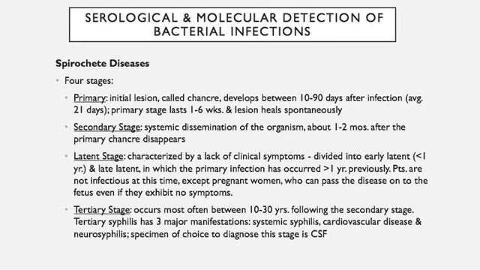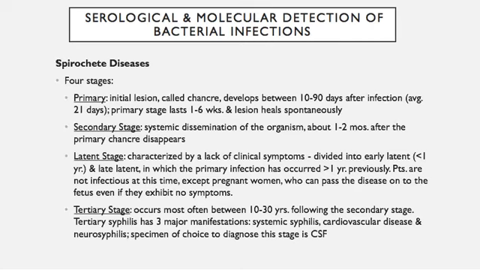Treponema pallidum, if you remember, is the causative agent of syphilis. Typically spread through sexual transmission, but there are congenital infections that could be possible also. So the 4 stages of syphilis, you've got the primary stage where the initial lesion, which is called a canker, develops anywhere from 10 to 90 days after the infection, although the average is 21 days.